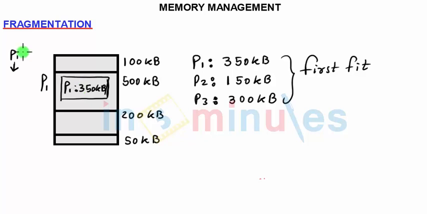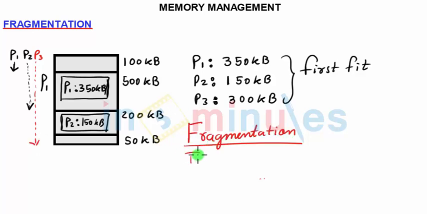Let's talk about P2. For P2, the first block cannot fit, the 500 is already occupied, but we can use this storage. So in it we have P2 with 150 KB. Now for P3, there is no space available which can fit P3 completely. So now let's talk about the fragmentation.